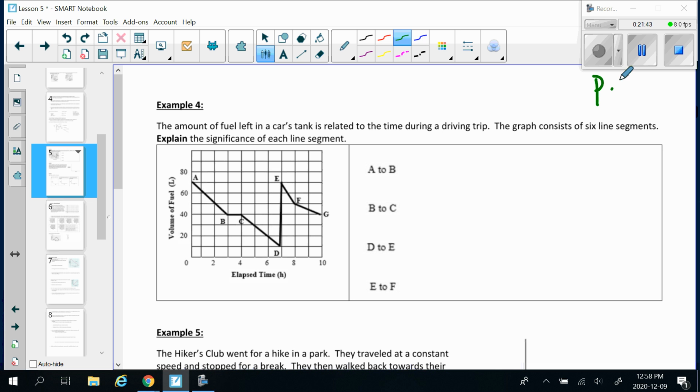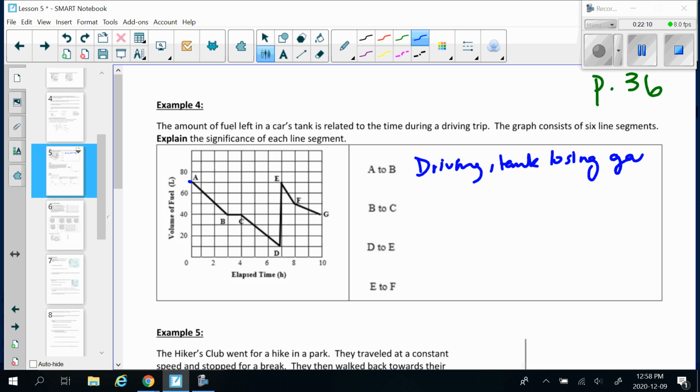What's happening here? This is the amount of fuel left in a car's tank during a driving trip. It consists of 6 segments. You can see already here that it started with about 70 liters of fuel in it. And then the fuel started going down, because from point A to point B, we are driving. So the tank is losing gas.